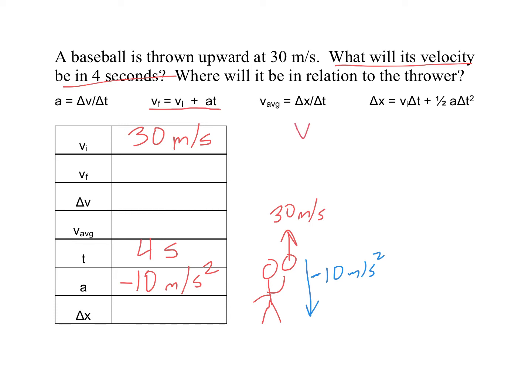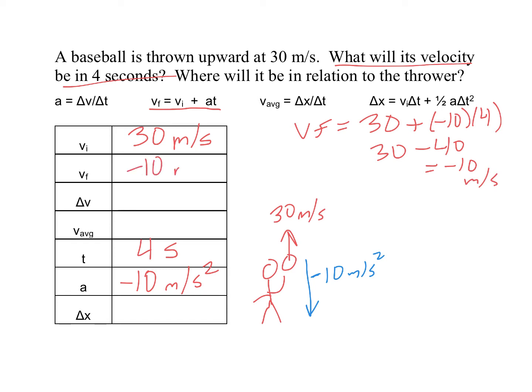So VF equals VI. VI is 30 plus A. In this case, A is negative 10 times T is 4. So I get 30 minus 40. That'll be negative 10. So after 4 seconds, the velocity will drop to negative 10.